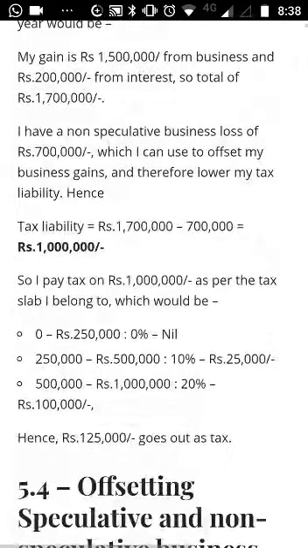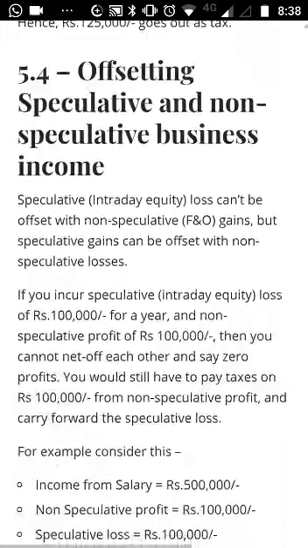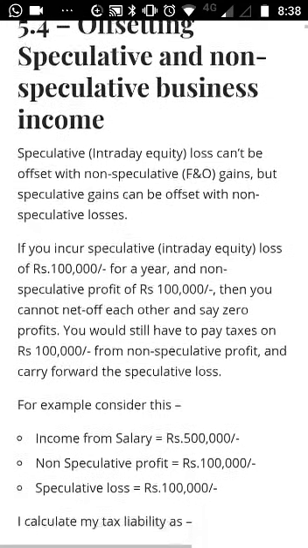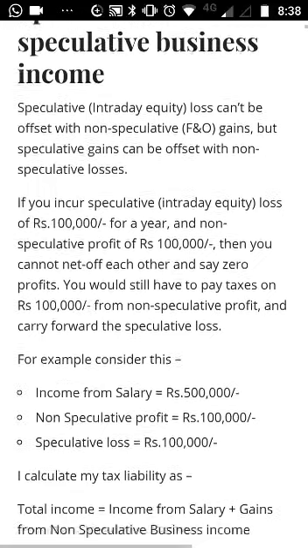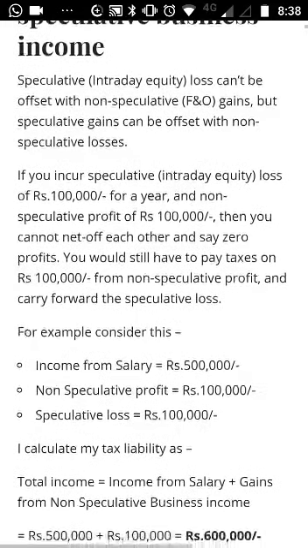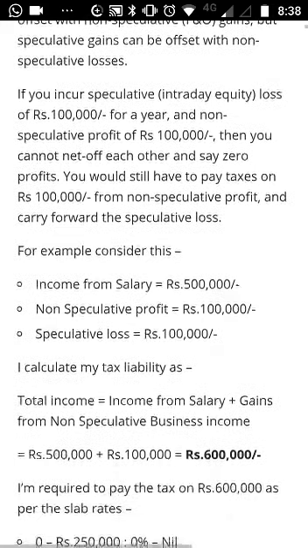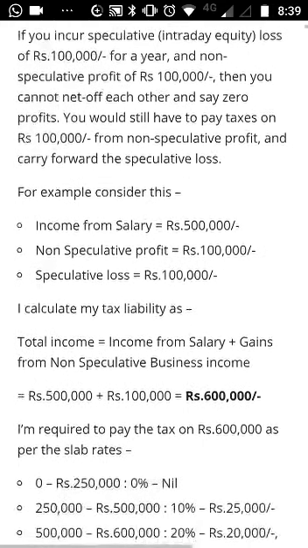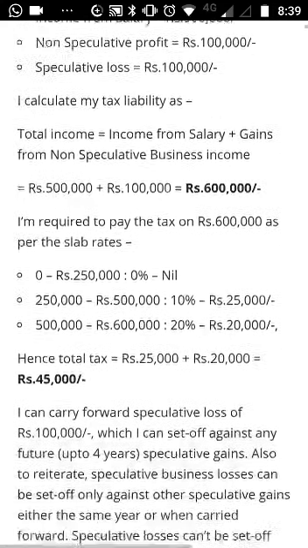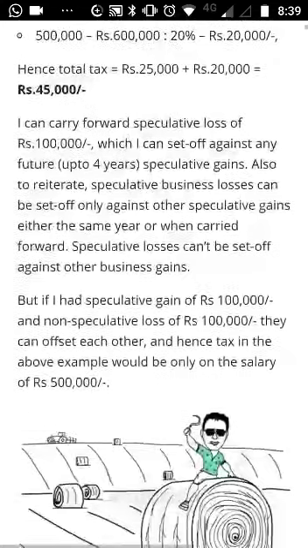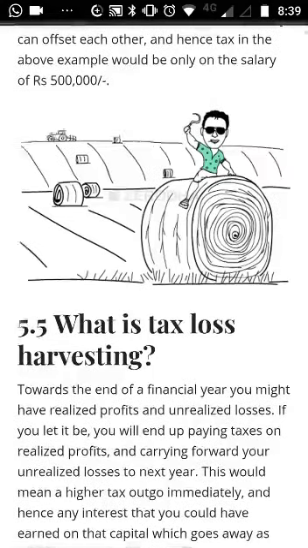I want to give you a little more information on carry forward of business loss. You have to be very careful about speculative and non-speculative business income. As I said earlier, speculative intraday equity loss, which relates only to stocks, can't be offset against non-speculative gains, so these have to be calculated separately, but speculative gains can be offset with non-speculative losses. So if you incur a speculative intraday loss of 1 lakh for a year and a non-speculative profit of 1 lakh, you cannot net them off to show zero profit. You still have to pay taxes on the 1 lakh non-speculative profit from F&O especially, and carry forward the speculative loss. This is very important for you to understand.